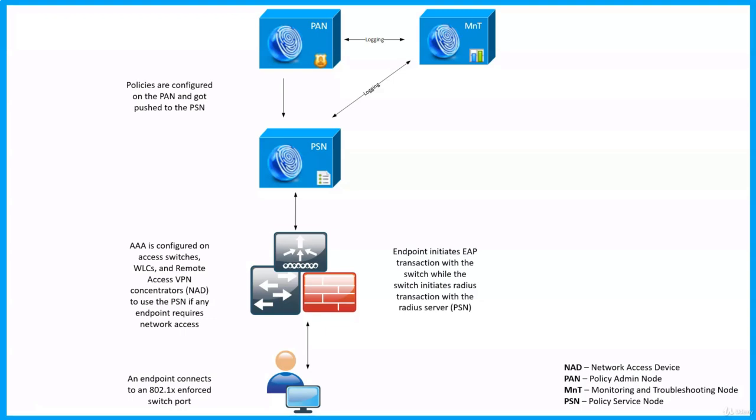When a host connects to an 802.1X enforced switch port or SSID, each transaction will be initiated between the host and the network access device, after which the network access device will also initiate a RADIUS transaction with the PSN. If authentication of the host is successful, the PSN will send an access accept message to the network access device, which will also send an EAP success message to the authenticated host. Then the network access device will grant network access to the host.